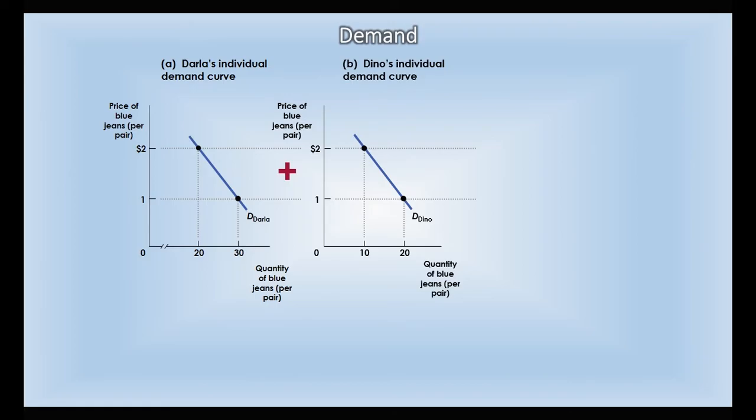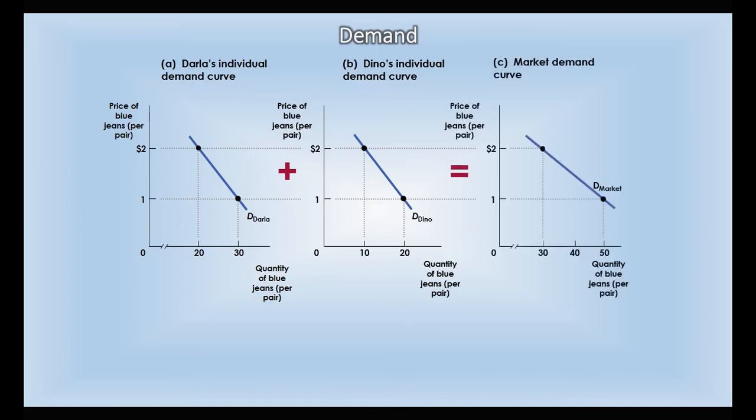To combine them into the market demand curve, we do what's called a horizontal summation across prices. We look at any particular price and ask, how much are all consumers willing to buy at that price? We add them together and we get the market demand curve. So Darla at $2 will buy 20 jeans, Dino at $2 will buy 10 jeans, so at $2 the market demand is 30. At $1, Darla will buy 30, Dino will buy 20, and 30 plus 20 is 50. So at $1, we see that 50 jeans will be demanded from the market. The market demand curve is the horizontal sum of the individual demand curves of all consumers in that market.